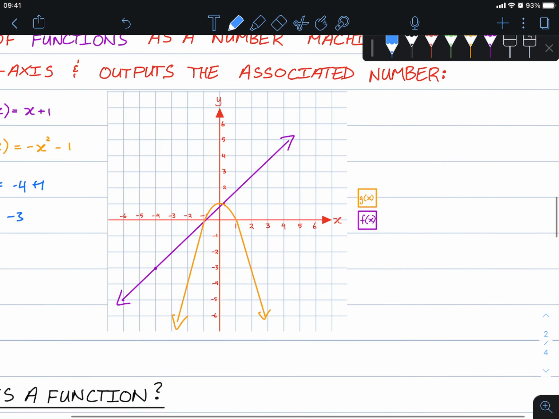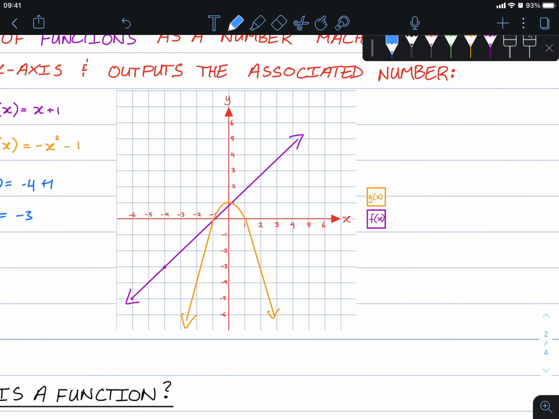But here are examples of functions, because now if we do the vertical line test, let me cut this purple line at 1 point. It only hits at exactly 1 point. If I do it here, it only intercepts at 1 point. Same goes for this orange one. It hits exactly only at 1 point.